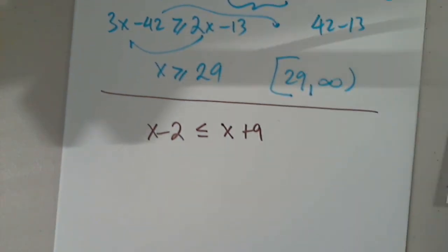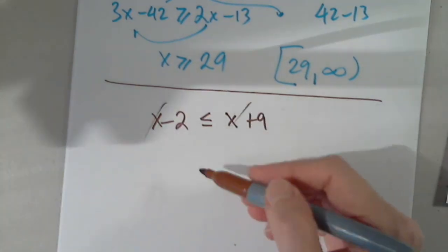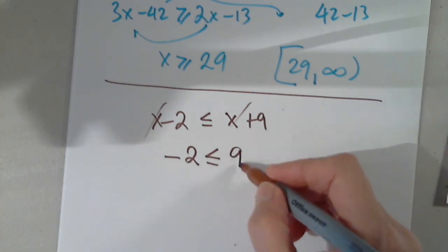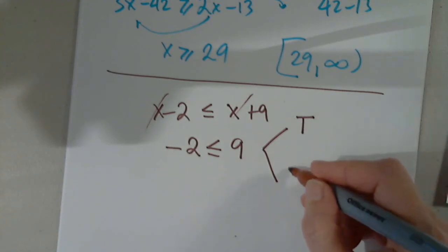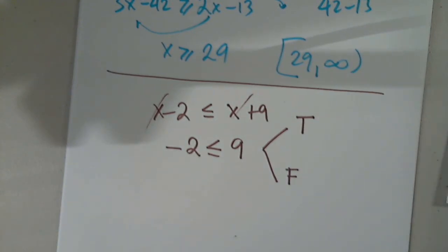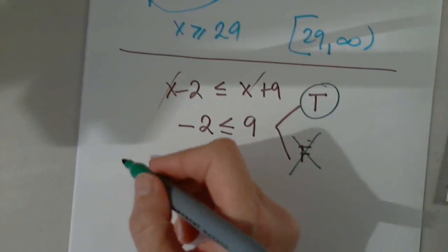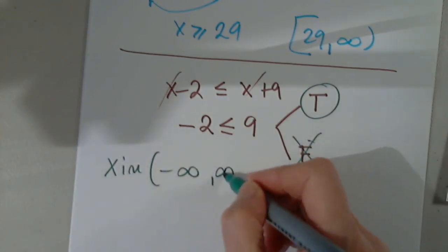Something like that, correct? Good. So I subtract x from both sides, and I get the statement that negative 2 is less than or equal to 9. Is this a true statement or a false statement? It's true. Good. Because it's true, then we'll say x is in the interval negative infinity, infinity.